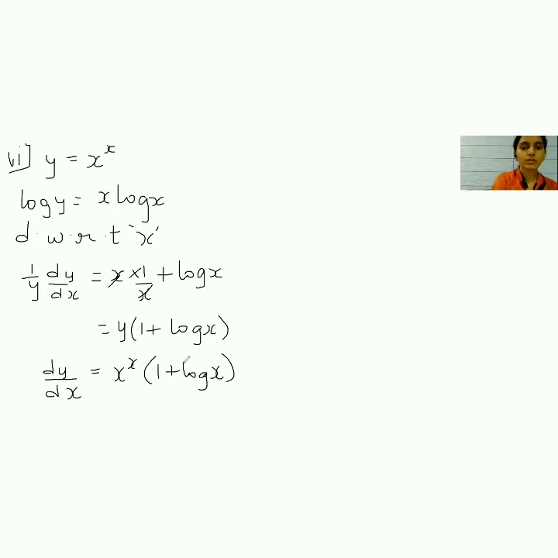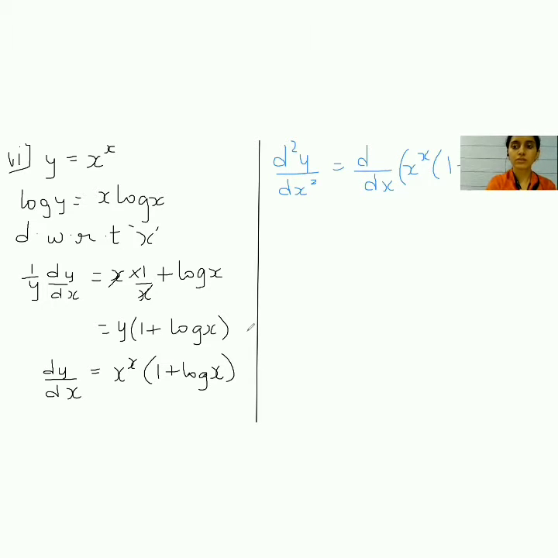Now what do we do next? We have to take d2y by dx square. So let's change this. d2y by dx square is equal to d by dx of, and in the bracket you put x raised to x 1 plus log x. Okay, now this is like multiplication terms only. So what we'll do is first term as it is, derivative of the second 1 is 0 plus log x derivative is 1 upon x plus 1 plus log x as it is.